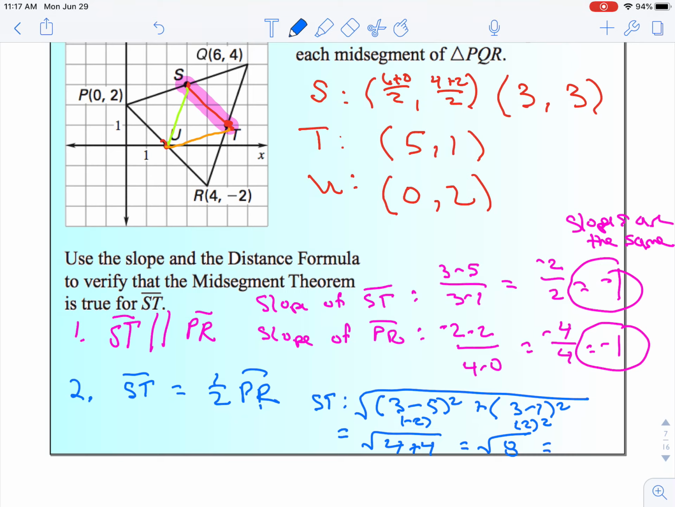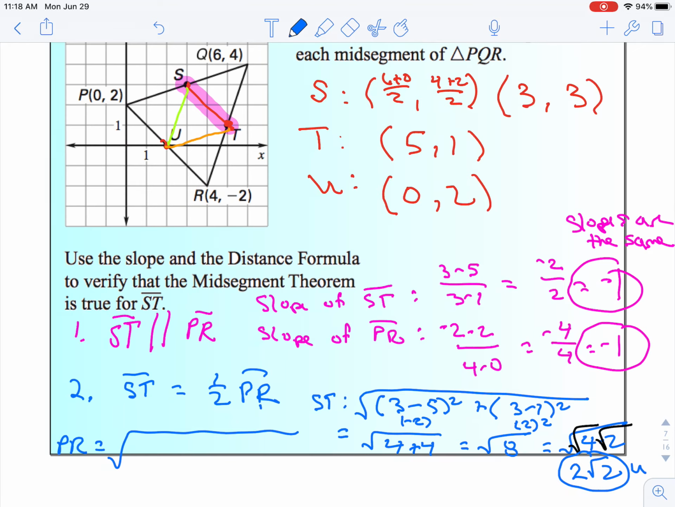And remember, with simplifying radicals, that would actually equal the square root of 4 times 2. And then remember, we give them their own square root. And so we get 2 radical 2. So that is the length in units of ST. Now let's work on PR.